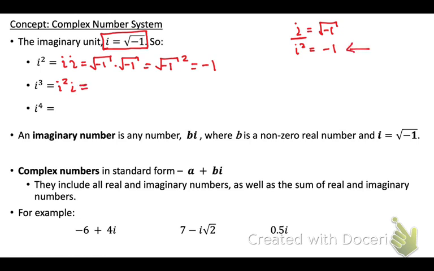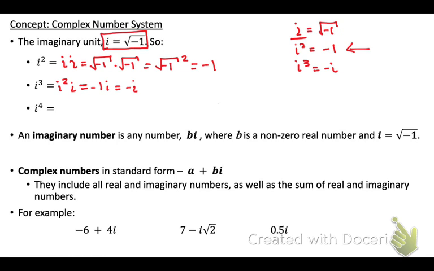What's i squared? So I get negative 1 times i, which is just negative i. And is that to the first power? Yes. i squared is what? Negative 1. And so negative 1 times i would be negative i. Yes? Oh, yeah, okay, sorry.